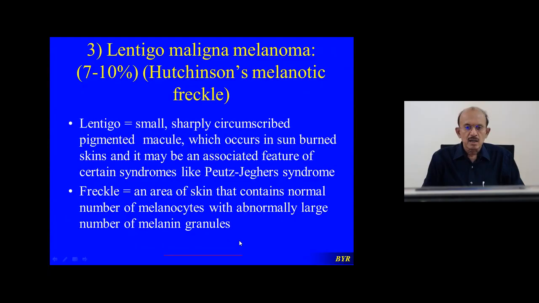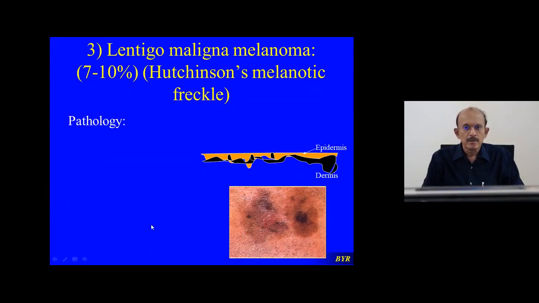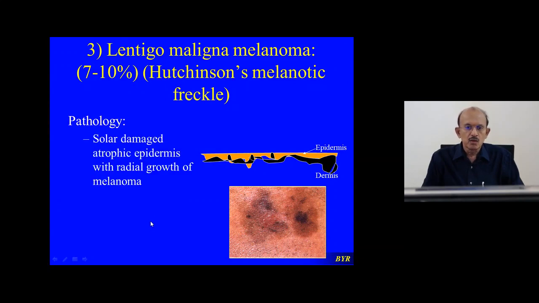Freckle. An area of skin that contains a normal number of melanocytes with an abnormally large number of melanin granules. That is called the freckle. Pathology: solar damage, atrophic epidermis with radial growth of melanoma. So this is also like superficial spreading melanoma.